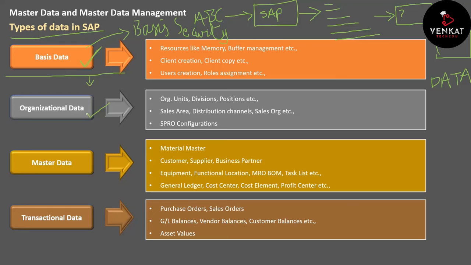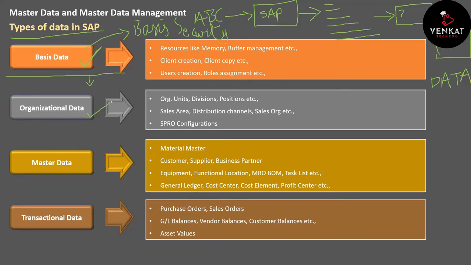Now, the organizational setup we need to do. What is the organizational setup? If you want to create any master data or transactional data, or perform any transactions, there will be some prerequisite data. For organizational data, you can consider sales areas, distribution channels, sales organizations, and materials. You will have the plants and business partners. You will be having the company codes, purchasing organizations, sales organizations. Okay, so many things are there.